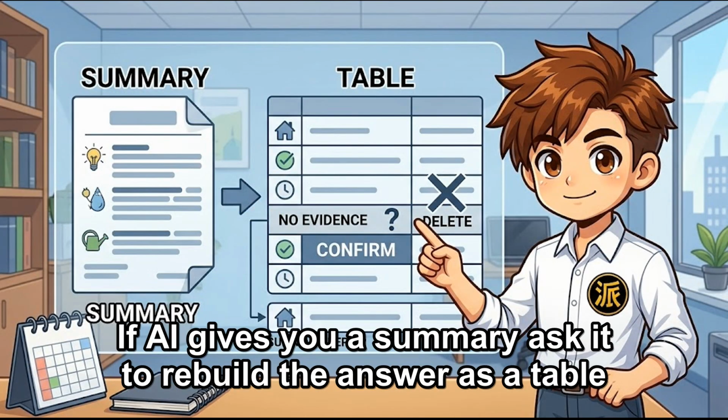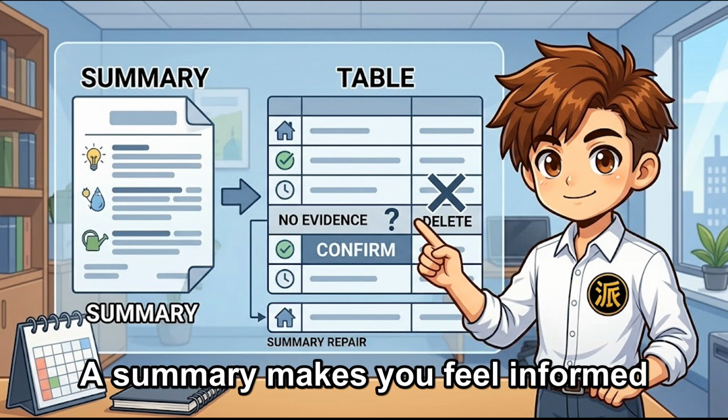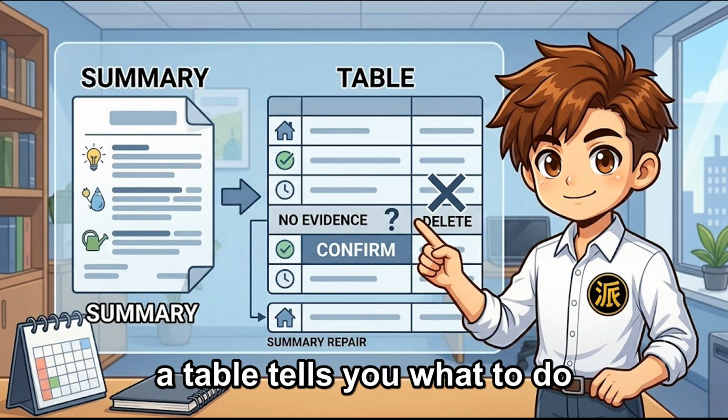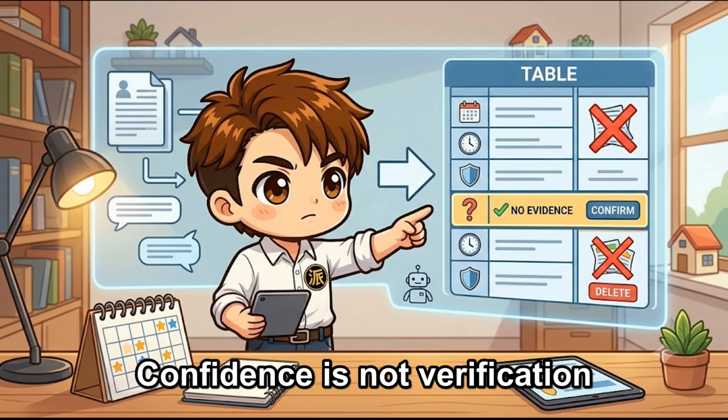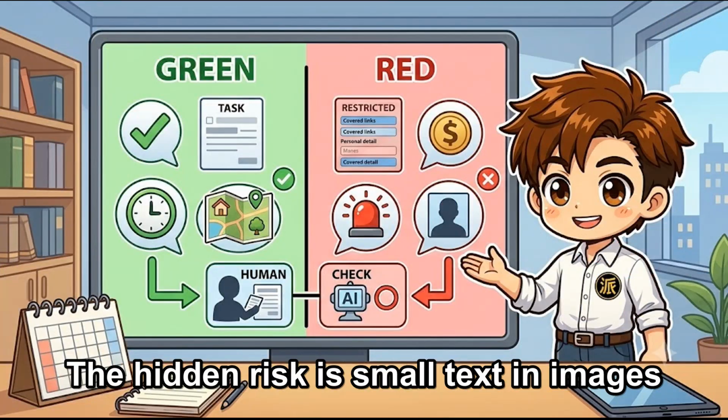If AI gives you a summary, ask it to rebuild the answer as a table. A summary makes you feel informed, a table tells you what to do. If a row sounds confident but has no evidence from the notice, mark it needs confirmation. Confidence is not verification.